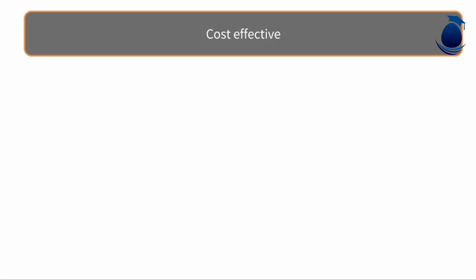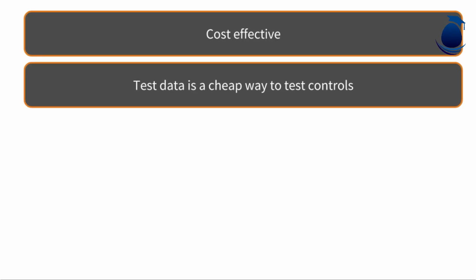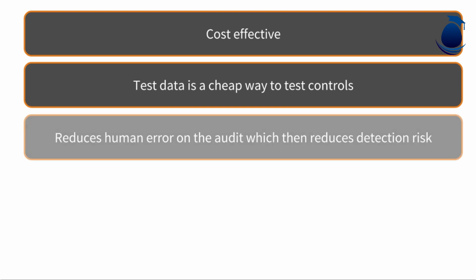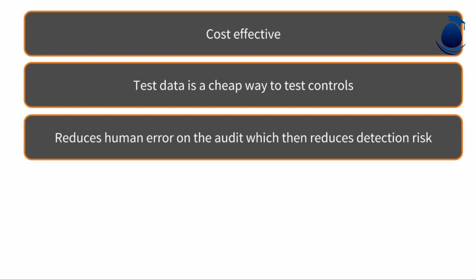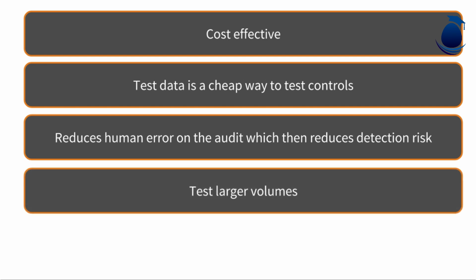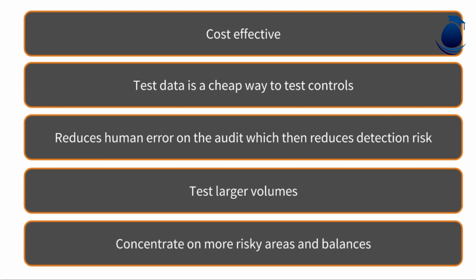If CATs are used over a long period of time, for example, audit software written to use on the client system over a number of years, then it can be cost-effective. Test data is a cheap way to test controls. As CATs are using computers, it reduces human error on the audit, which then reduces detection risk. Auditors can test larger volumes, as it is faster than using more traditional methods. And it frees up the auditor from more mundane tasks, such as adding up, to concentrate on more risky areas and balances where their skills are required.